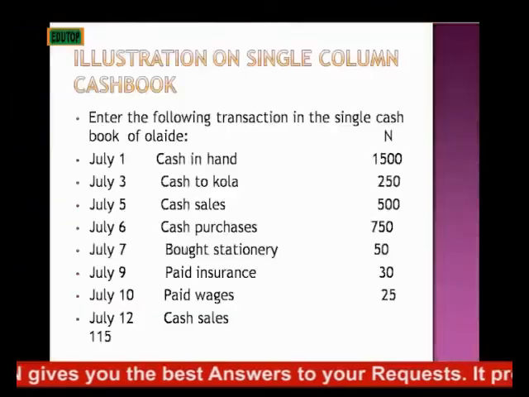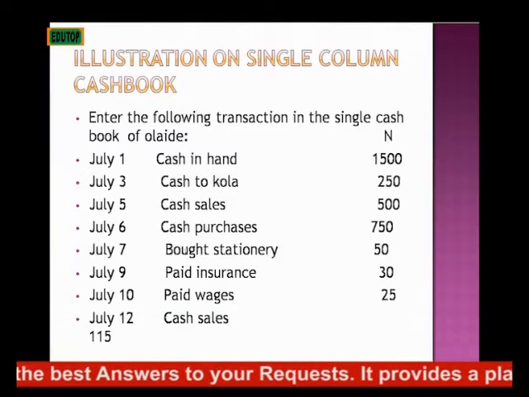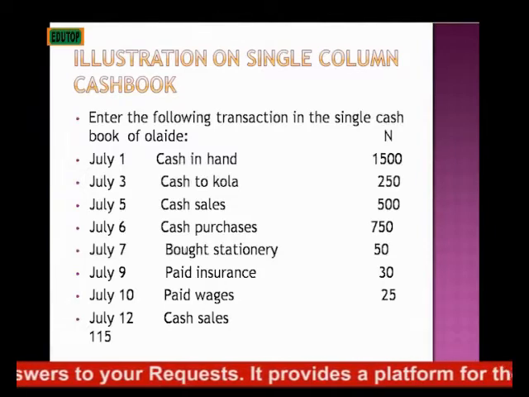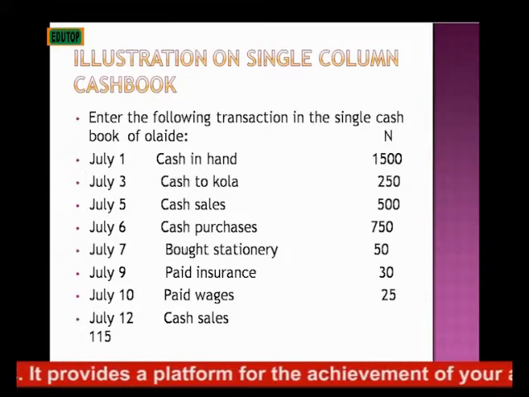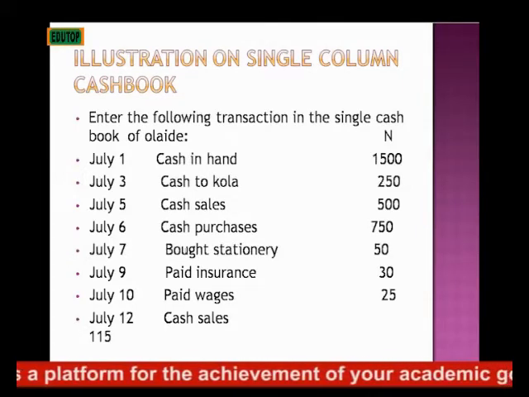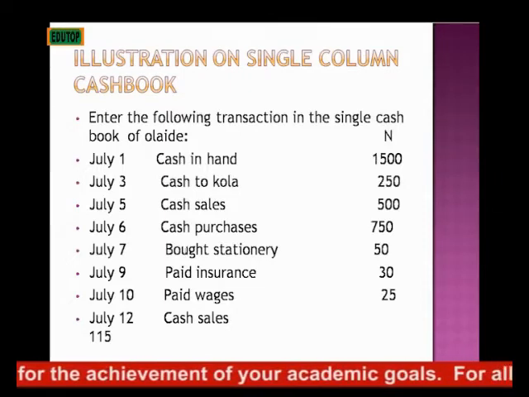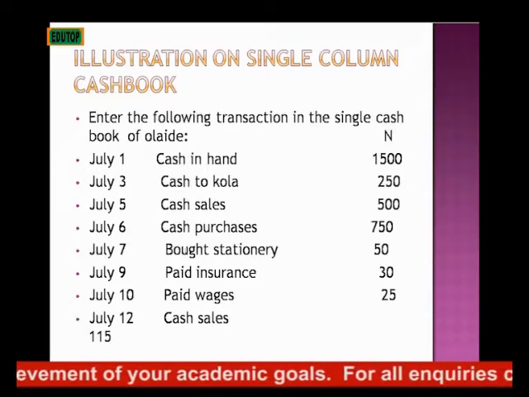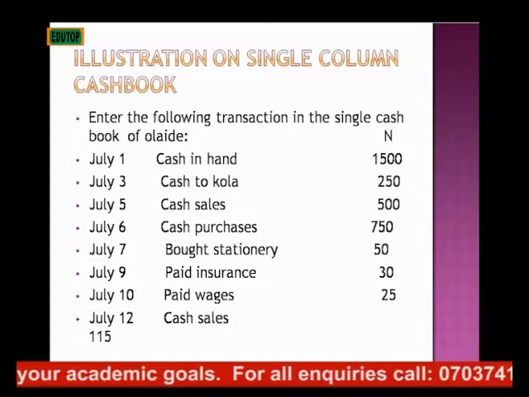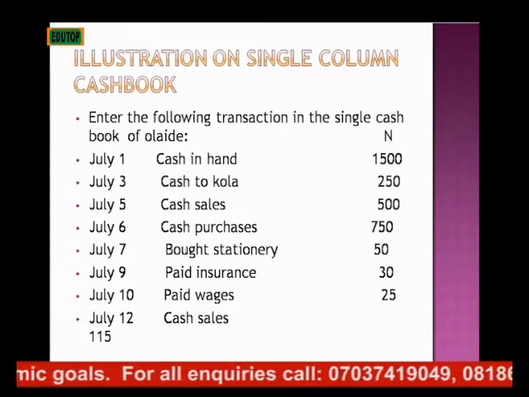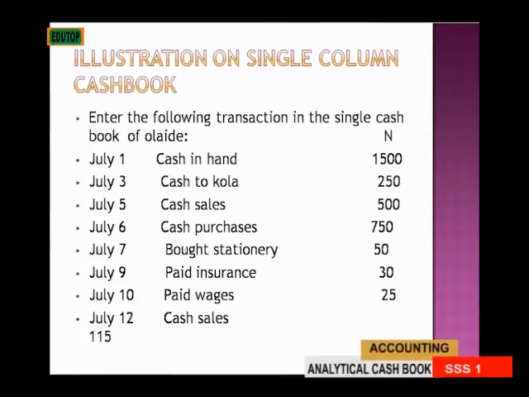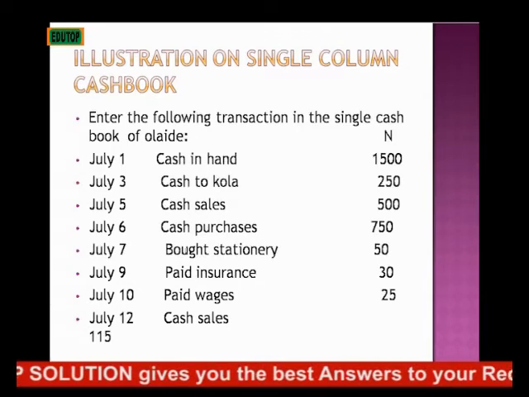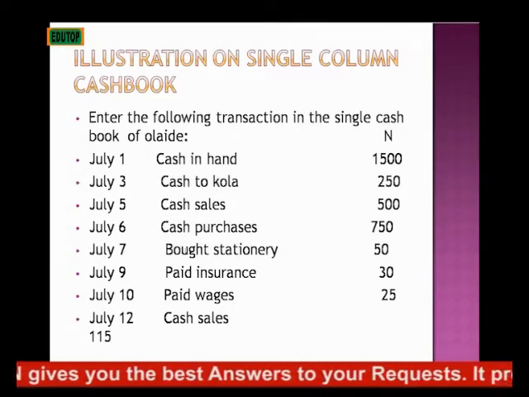Looking at the question given, it says enter the following transactions into the single column CASHBOOK of Olaide. Don't forget our format, which is what we are going to use in preparing our single column CASHBOOK. Number one, we have cash in hand, January 1. We have July 3, cash to caller, and so many things. So now let us prepare it. The first thing is to write our format.